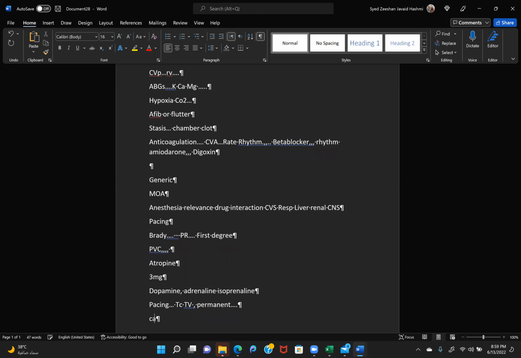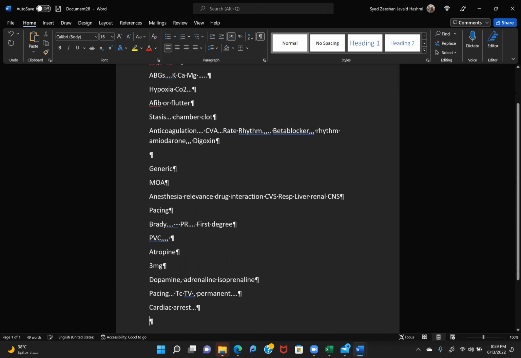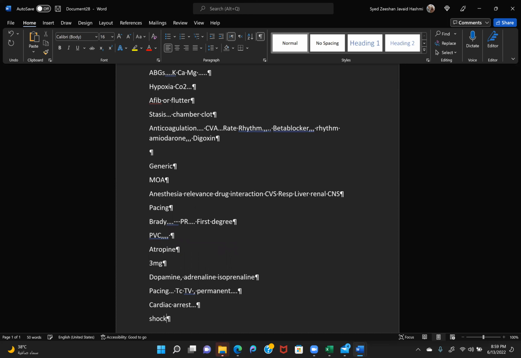And then the other is cardiac arrest. You have to follow the ACLS protocol. I cannot recall everything: in the first minute you have to do this, in the second minute this, in the third minute this, but I always forget it. The main thing is shockable and non-shockable rhythms. This is the first thing you should know.